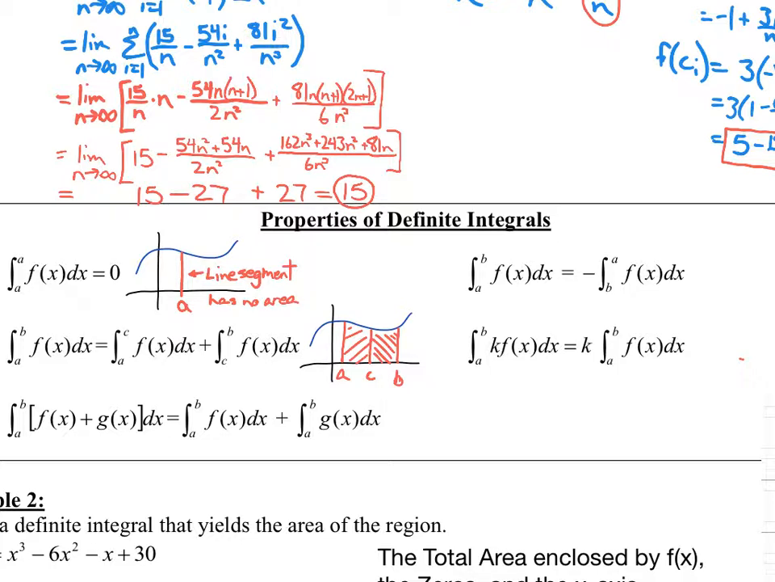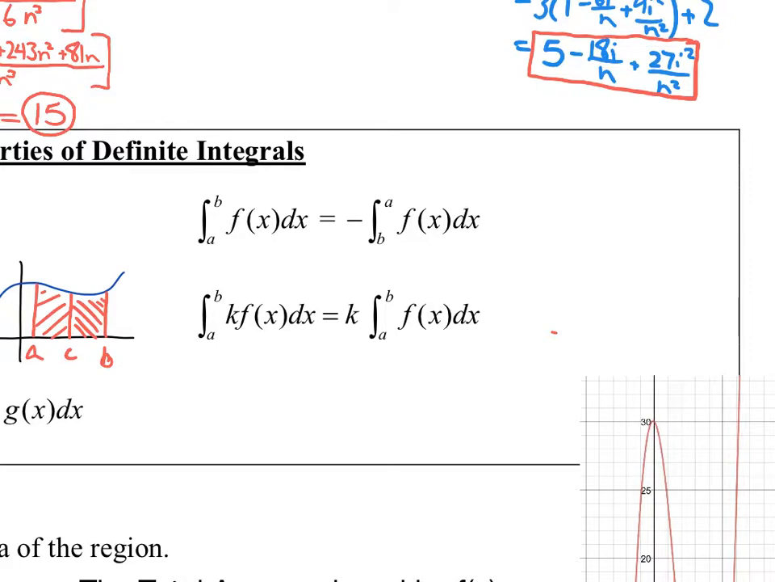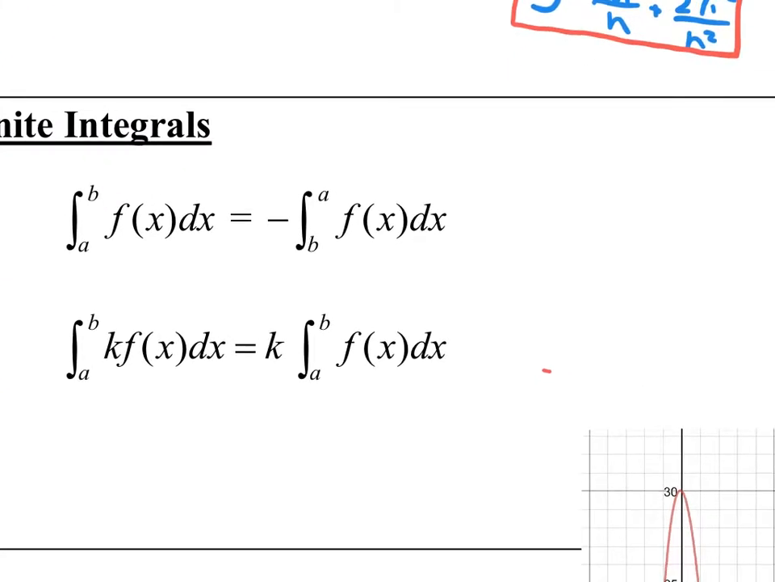Alright, I'm going to skip the last one on this column, and I'm going to do the next one on the second column there, and then I'm going to come back and handle these last two. Alright, this one right here is kind of interesting. It says the integral from a to b of f of x dx is the negative of the integral from b to a of f of x dx. And what does that basically tell us?